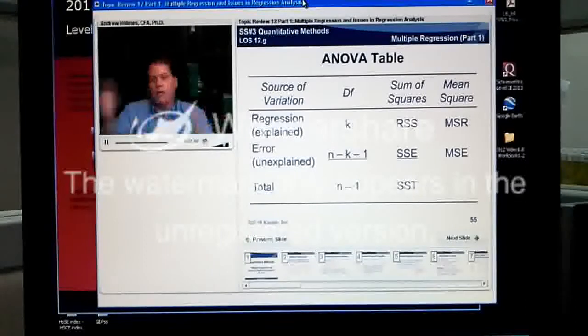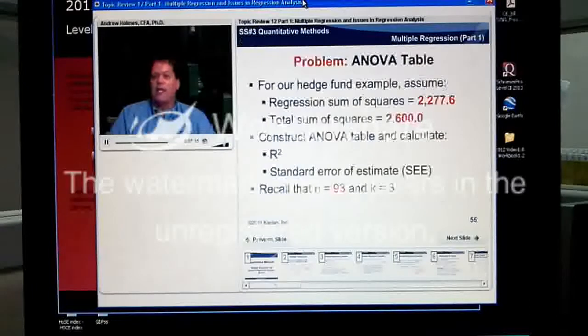So be able to sum or do whatever's required, like a game, like a Rubik's Cube, and then be able to calculate 3 variables, the R squared, the SEE, and compute an F-test if they were to ask you to do that. So looking at our data, when we look at the hedge fund returns, the regression sum of squares is 2277. The total sum of squares is 2600. Okay, so we explained 2200 out of 2600. That's where we got the R squared.